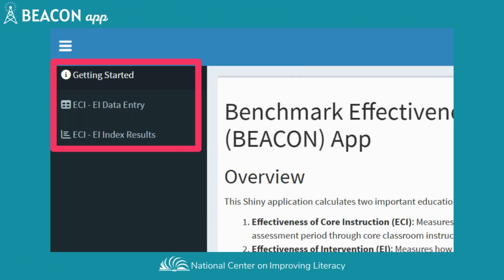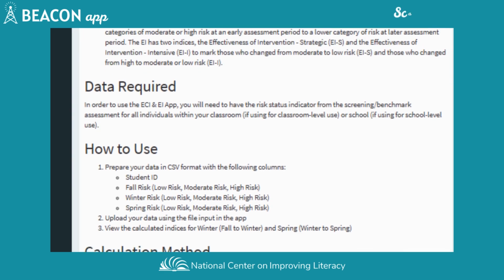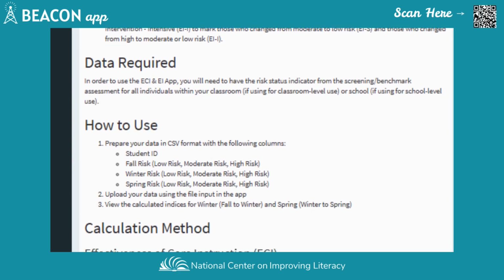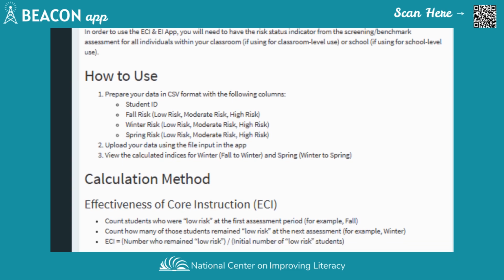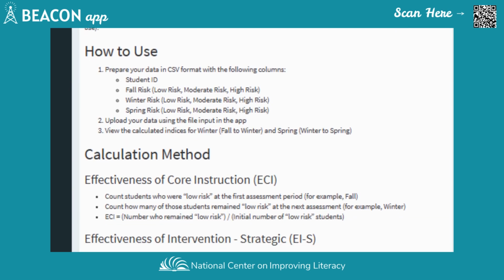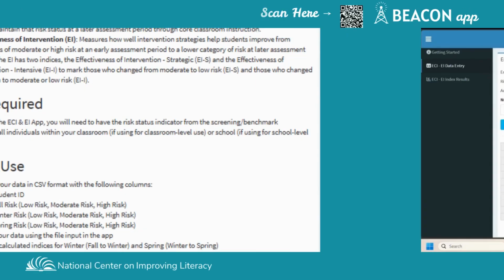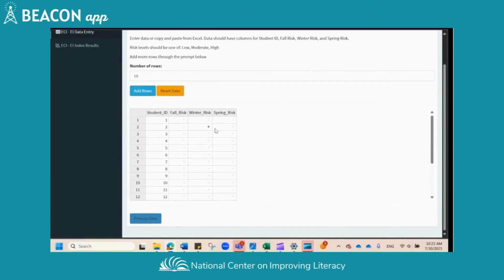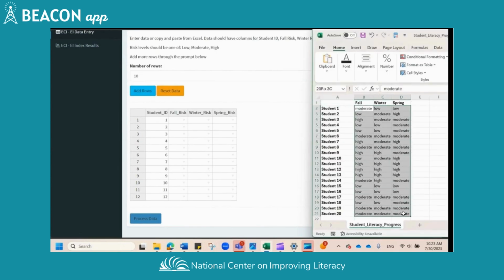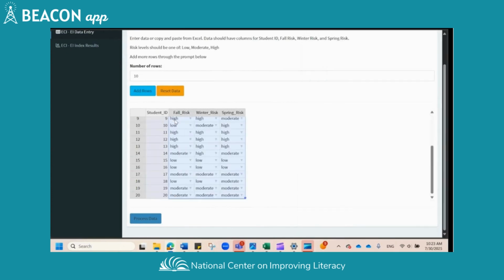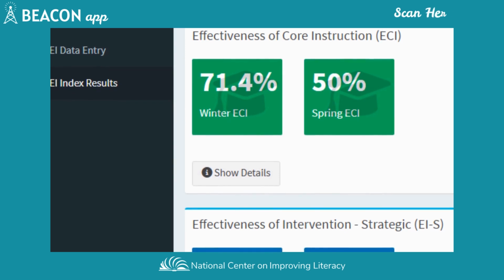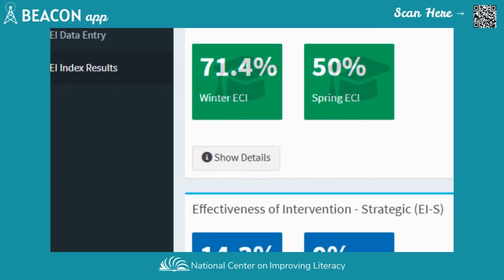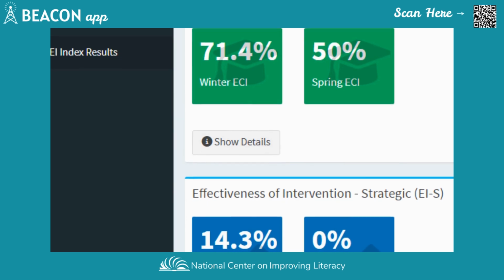Beacon has three major sections that you can navigate on the left side of the app. The Getting Started section is where you can learn how to use the app, including what data is required, how the data should be prepared for use, and information on how the indices are calculated. The ECI and EI data entry section is where you will enter and submit your data for processing of the indices. The ECI and EI index results section is where your results will appear, based on your entered data.